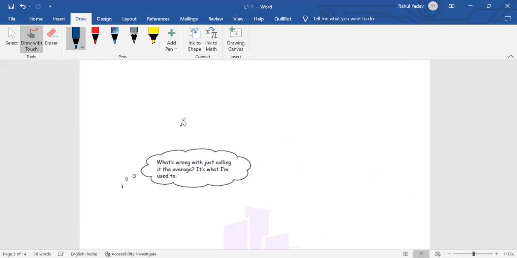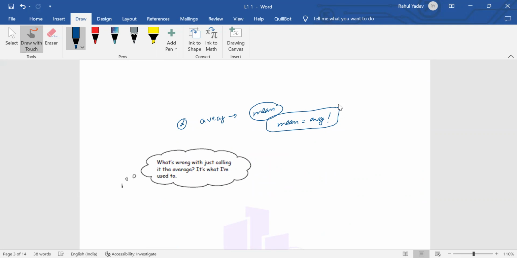I stated that we have some particular kind of average. This is the mean. So if I say my mean is average, is there any error in this particular format? If I say my mean is exactly equal to average, give it a thought. What's wrong with just calling it the average?